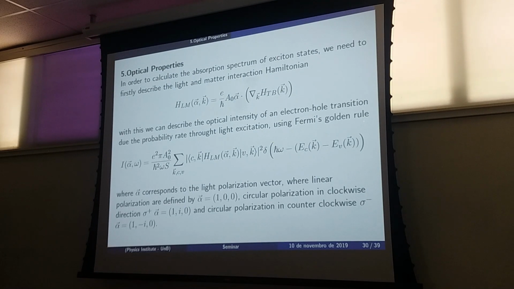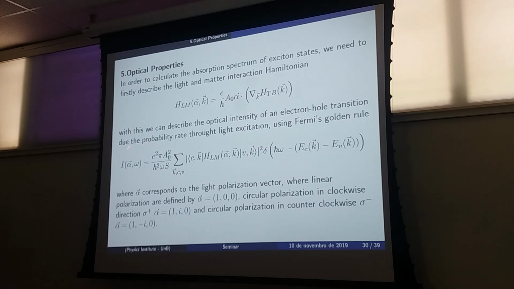So here now I talk about optical properties and how to calculate optical absorption using tight-binding formulas. Basically, first we need to define the light and matter interaction Hamiltonian. That's very simple, it's the derivative of the tight-binding Hamiltonian, and this vector here is the light polarization. So in this method, we can change the light polarization and put linear light polarization, circular light polarization, or something that you want to. That's not a problem.